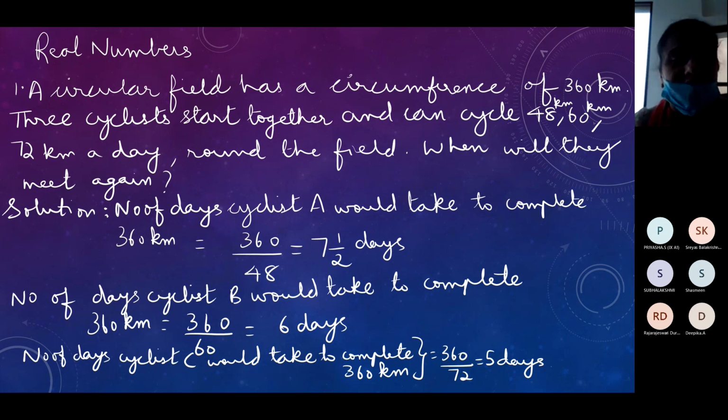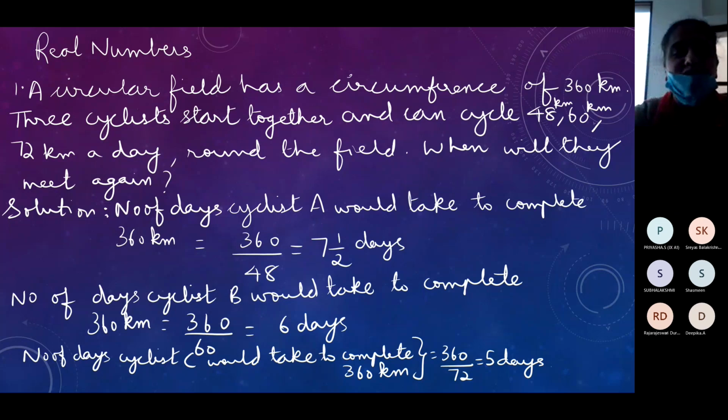Done writing this, children? So the total distance around the circular field is 360 kilometers. The first cyclist, cyclist A, covers 48 kilometers in 1 day. So how many days will he take to complete this total distance of 360 kilometers? 360 by 48, 15 by 2, or 7.5 days.